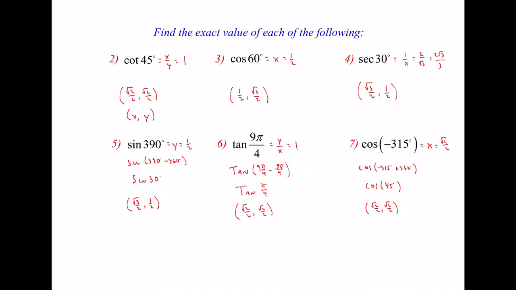Now on my notes here, I put what each of the ratios was when I was going through that. You don't need to necessarily do that. I was just doing that to show you where each of those values were coming from.